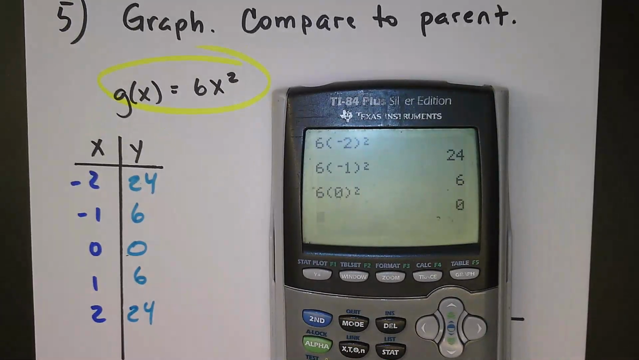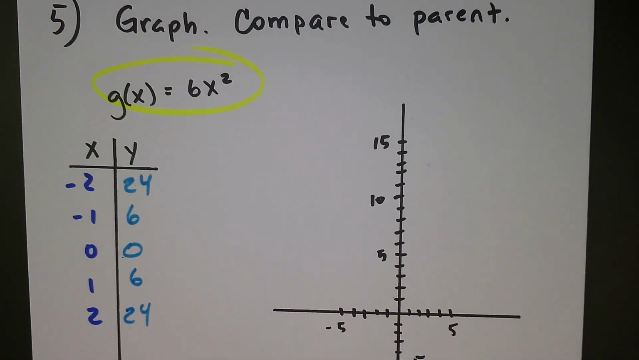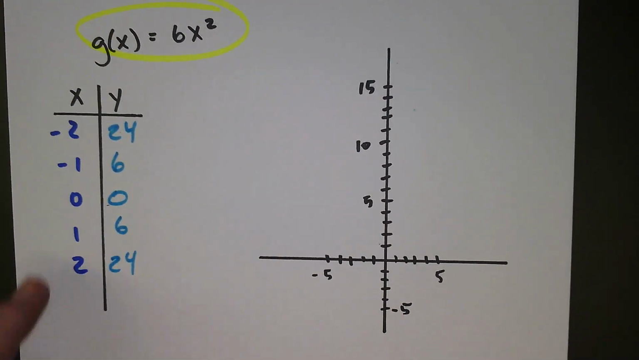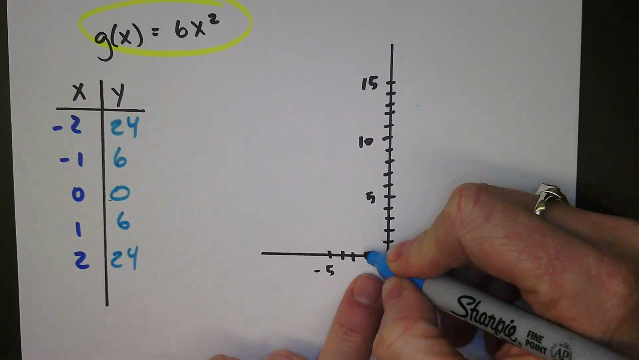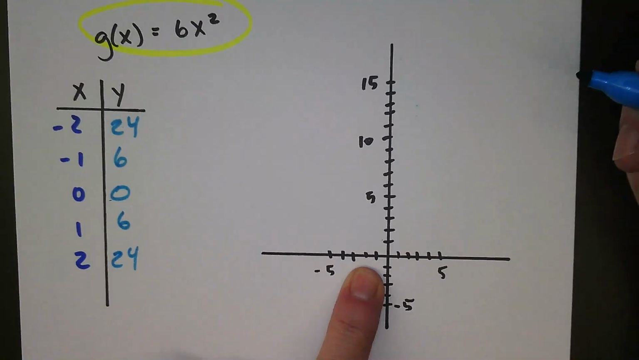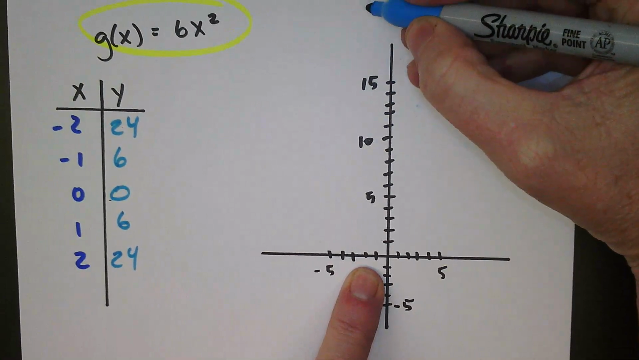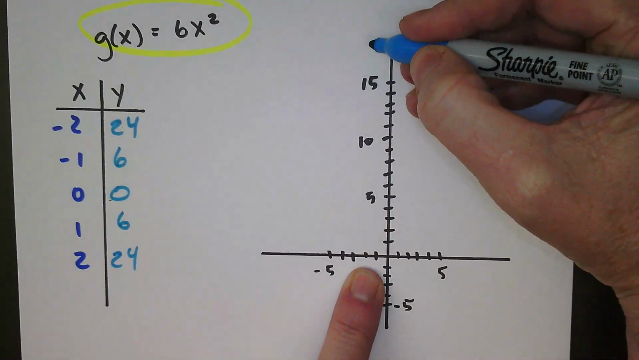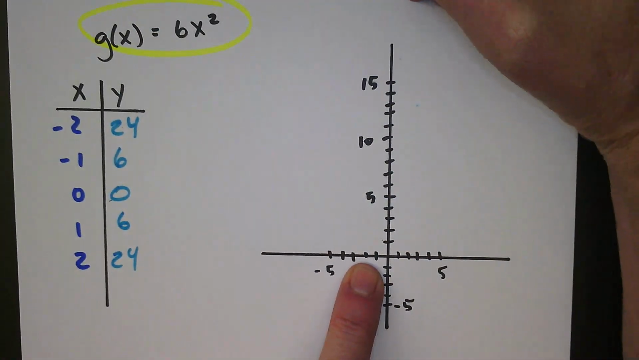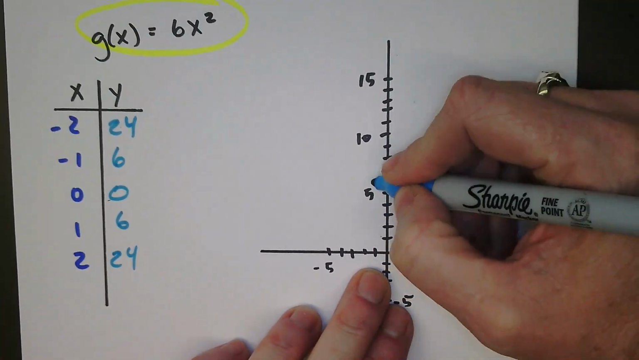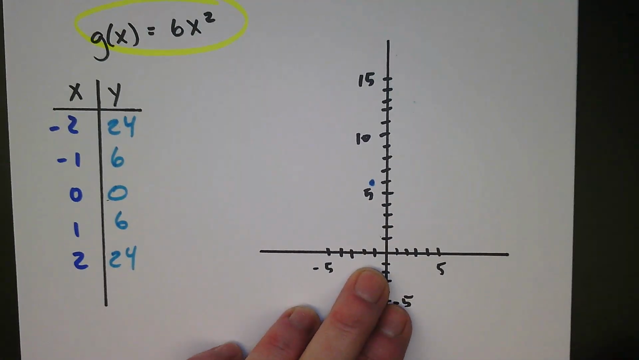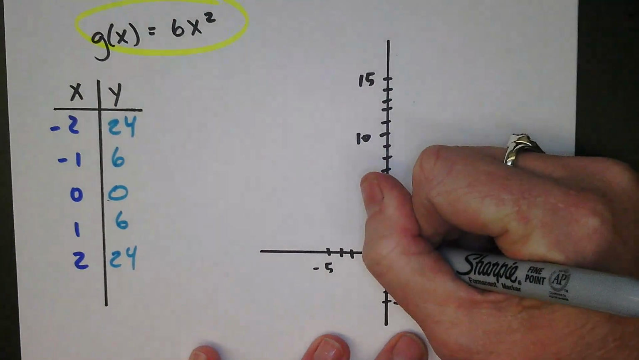So now I have all these coordinates that I would want to set up on a graph. So -2, 24, that's going to be -2 and then up to 24. My graph only went to 15, so it's way off the graph. I don't have to plot that point. I just know by the time I'm at -2, I am very high. My next one is at -1, 6. This one does fit on the graph, and it's right here. Then I have 0, 0.